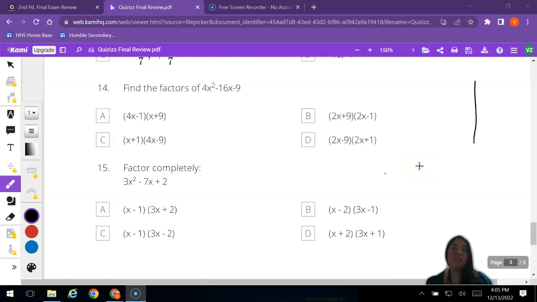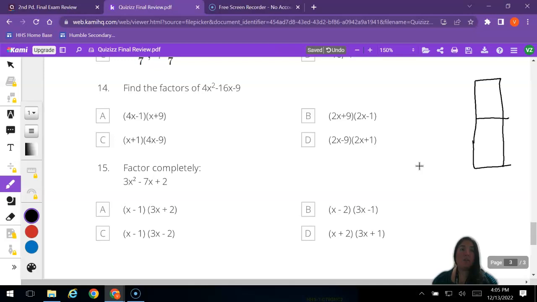Okay, now we just got to find the factors. We got to find these last two, and it has to do with factoring. So remember, when we do factoring, we draw this box, right? We draw this box where we have A times C, and we got B. And remember, this is in order, so this number is A, this number is B, this number is C.